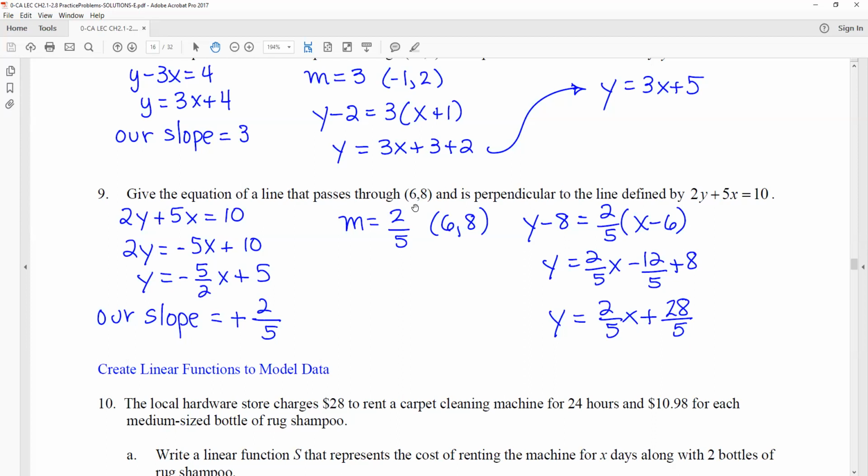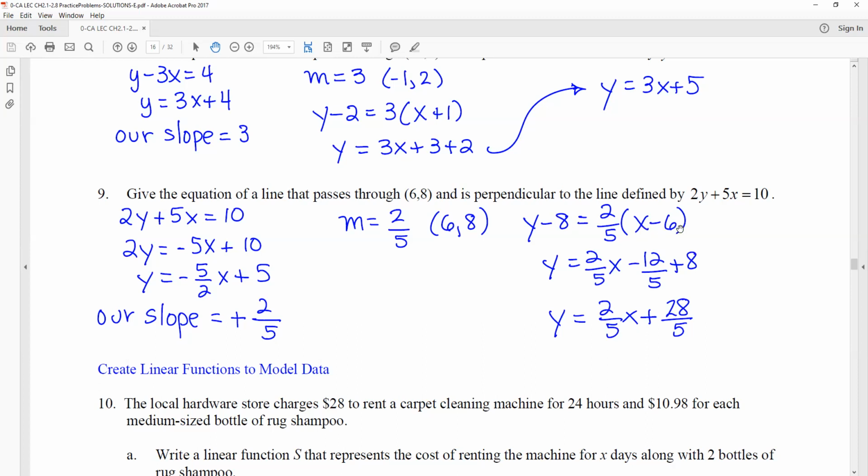Okay, we're going through the point (6, 8) and it's got to be perpendicular to this line. So first thing we do is put this line in slope-intercept form. Take the 5x over to the other side, divide every term by 2. 10 divided by 2 is 5. Okay, so our slope is negative 5/2 on the original. So our new slope will be positive 2/5, the opposite reciprocal.